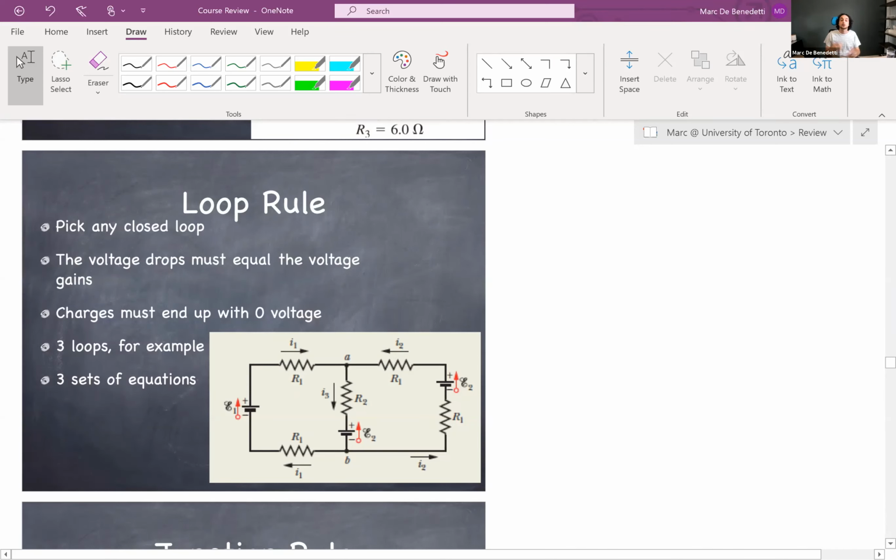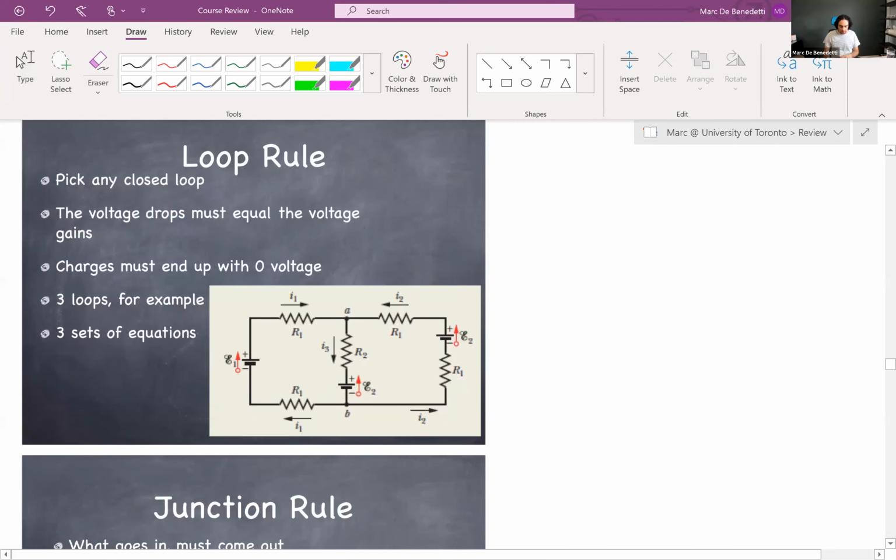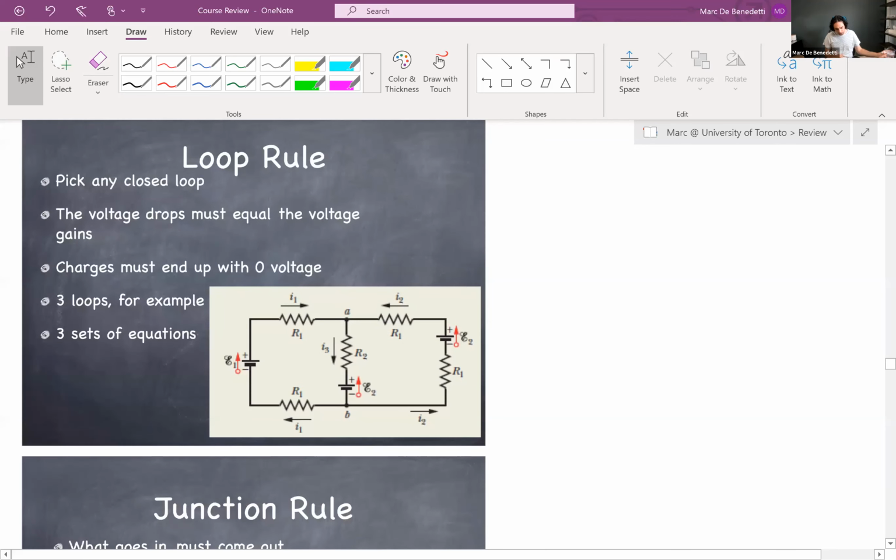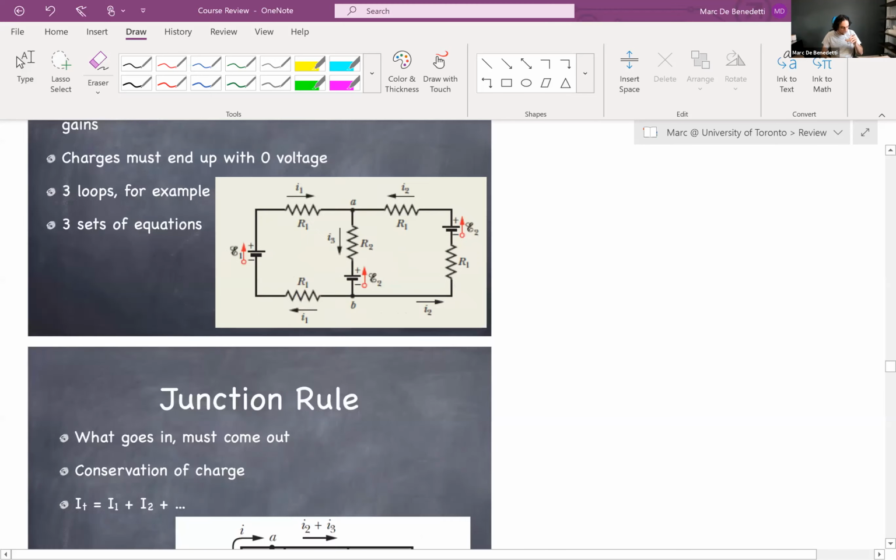So then we talked about Kirchhoff's laws. And Kirchhoff's laws, there were two of them. One was loop rule. The other was junction rule. Loop rule said whatever goes up must come down. So whatever voltage gains a charge has going through a closed loop, any closed loop in a circuit, they must use all of that voltage as they go around the circuit. And that will help you determine the current in each wire segment, the voltage difference of each component, and pretty much help you solve the circuit.